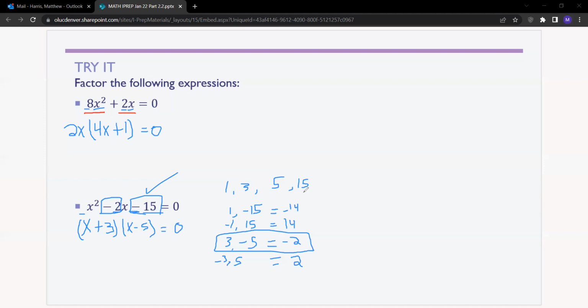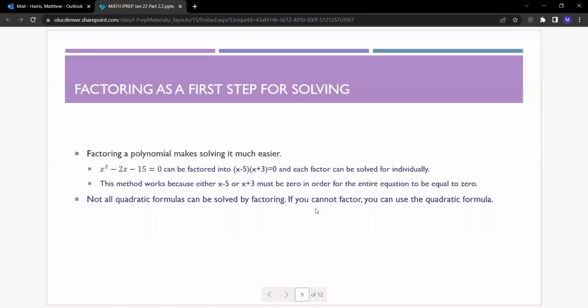So as you can see, there are a couple different ways we can factor expressions, either by completely taking them apart, or we can look at our multiplication and division and what factors come out of each one. So here it was 2x. Down here, we had to actually take it apart into two different expressions. Let's go ahead and move on to the next slide.